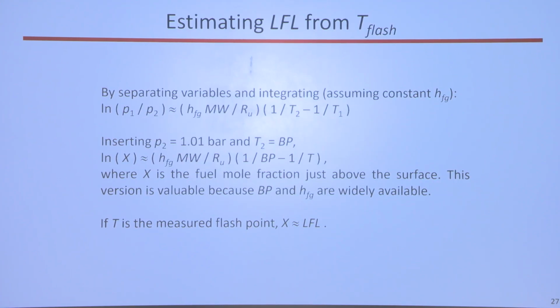So that's the final equation there, where it says natural log of x is approximately equal to this quantity. If you know the boiling point and you know the fire point, you put in the fire point as your temperature there, then everything else should come out quite easily, and you can find the mole fraction of that liquid just above the surface. And as the takeaway here, the last sentence: if the T now is the measured flash point, then this is a good way of estimating the lean flammability limit, as your mole fraction.